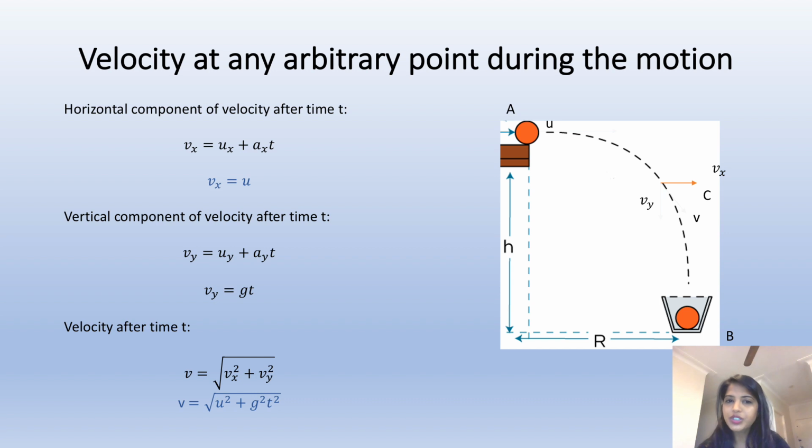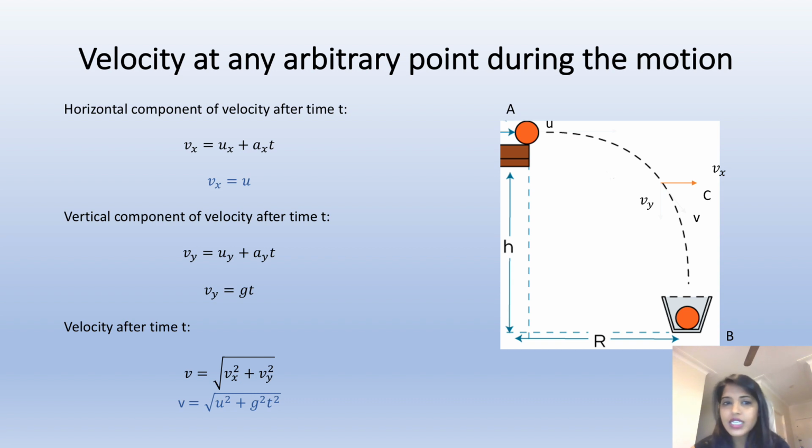Now in some questions you might come across a question which might ask you to find velocity at any arbitrary point during the motion. So let's say you have to find the velocity at point C. Now if they ask you to find the velocity, they may ask you to find the horizontal component of velocity at point C or vertical component of velocity at point C. But if they just say find the velocity at point C, then you have to work out the resultant, as I have done it over here.